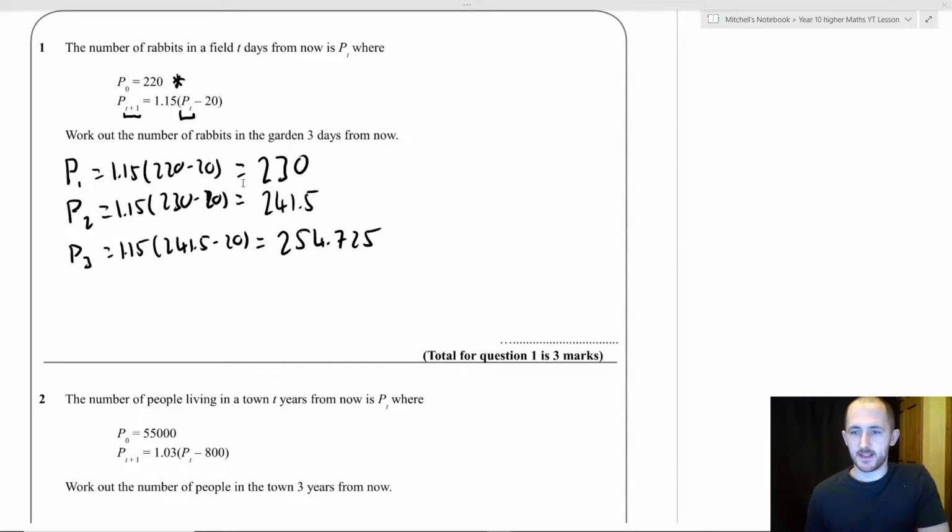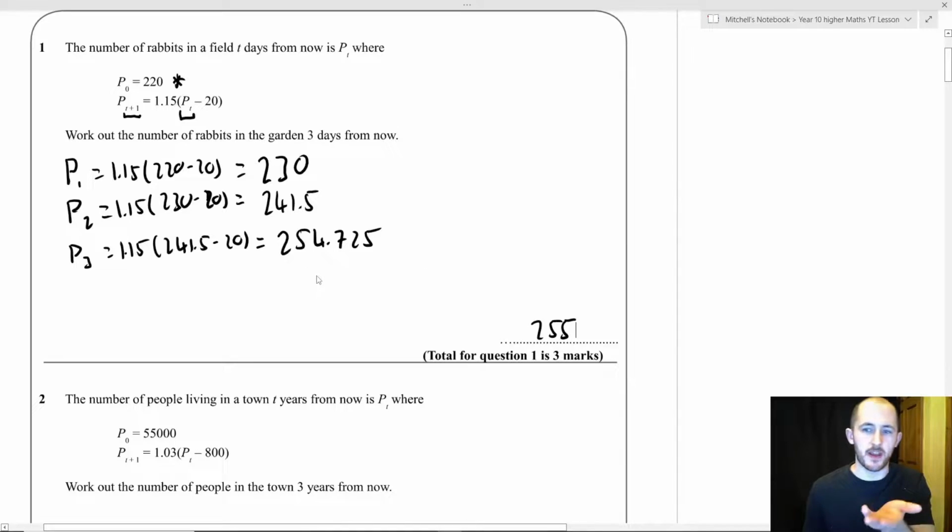So this is the legit way to do it, I guess you would call it. However, and again, this is 3 marks, and it didn't take me 3 minutes to do, so it is definitely doable this way. And again, your answer would probably be 255, you just round up, because they're rabbits, you can't have 0.725 of a rabbit. However, there is a quicker way to do it.